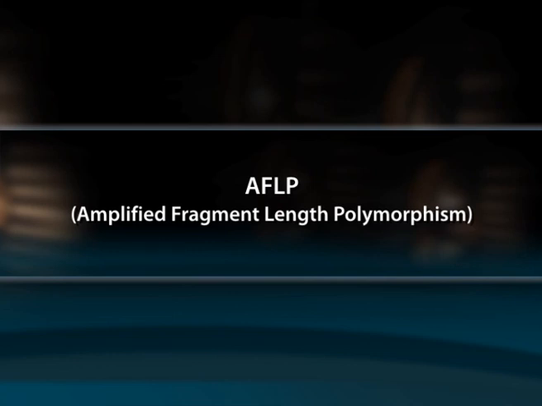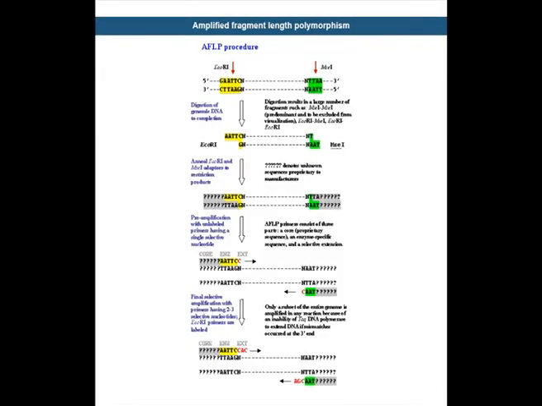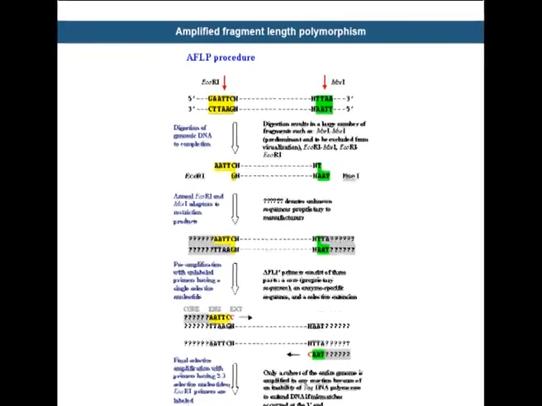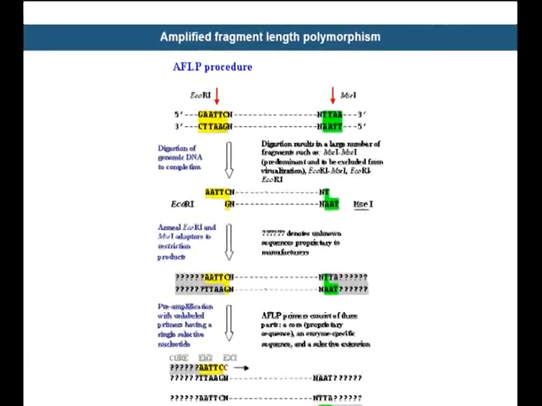Third one, amplified fragment length polymorphism, or AFLP. The AFLP technique is based on the selective PCR amplification of restriction fragments from a total digest of genomic DNA to generate and compare unique fingerprints for genomes of interest. After final amplification, selectively amplified fragments are separated by gel electrophoresis and visualized autoradiographically.